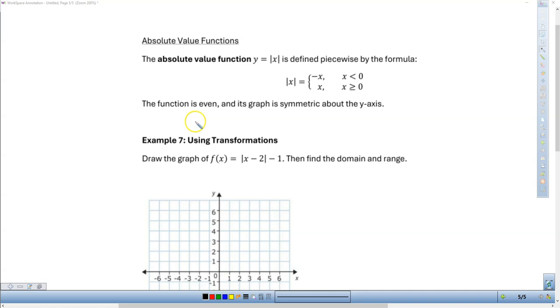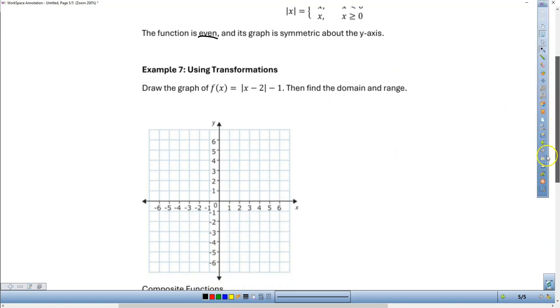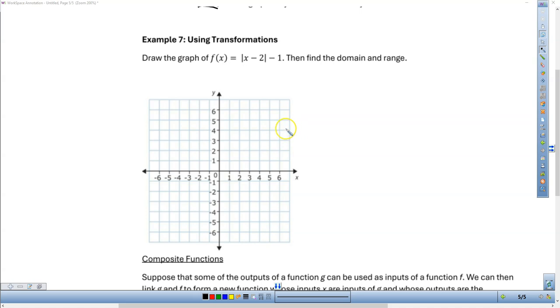Now, the thing to keep in mind with an absolute value function is that it is technically an even function because the graph is symmetric about the y-axis. So let's do a little transformation work on that basic function. We have: draw the graph of f of x equals the absolute value of x minus 2, minus 1, and then we want to find the domain and range.